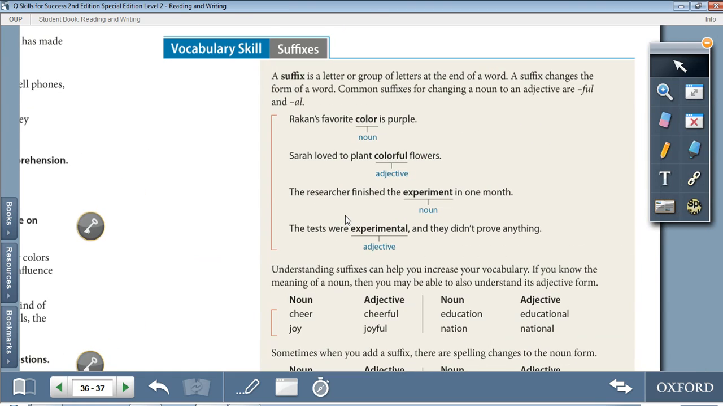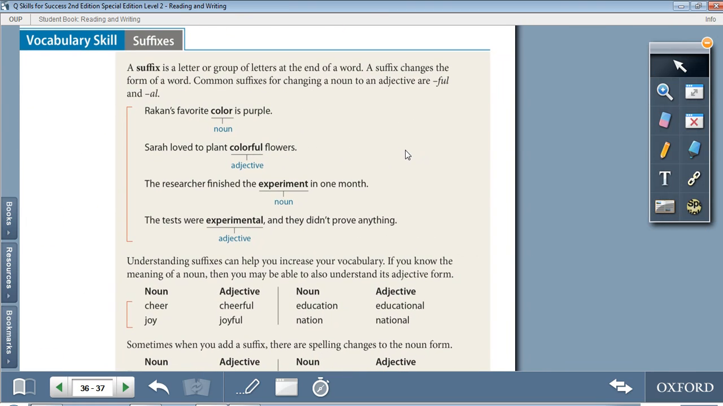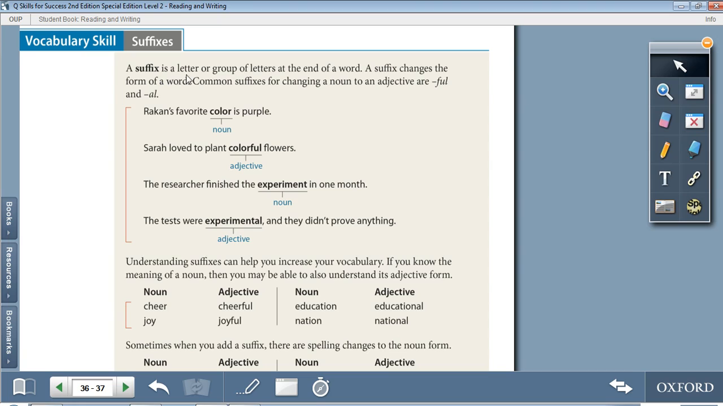Moving on to the vocabulary skill, suffixes. A suffix is a letter or group of letters at the end of a word. A suffix changes the form of a word. Common suffixes for changing a noun to an adjective are full and al. Rakan's favorite color is purple. Sarah loved to plant colorful flowers. So after we added the suffix full to the noun color, it became colorful.